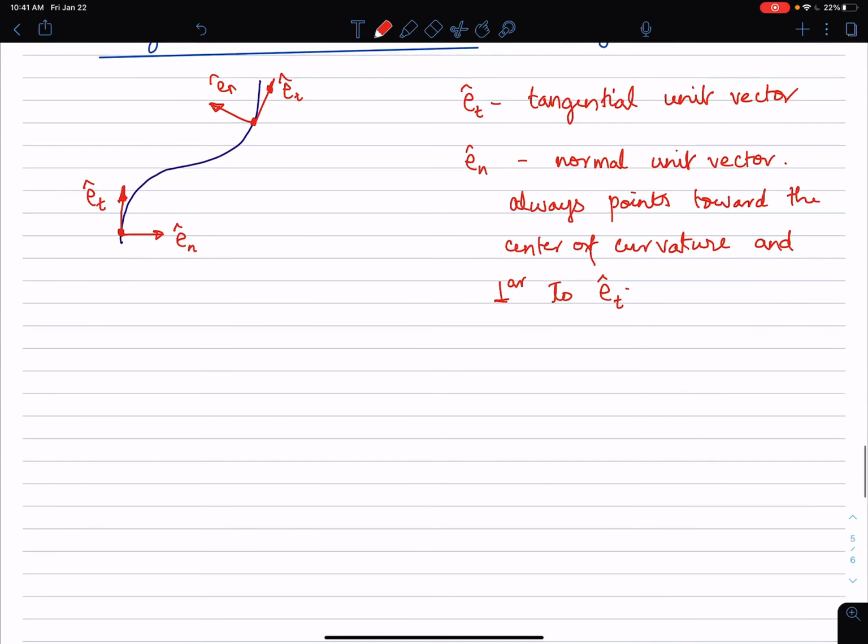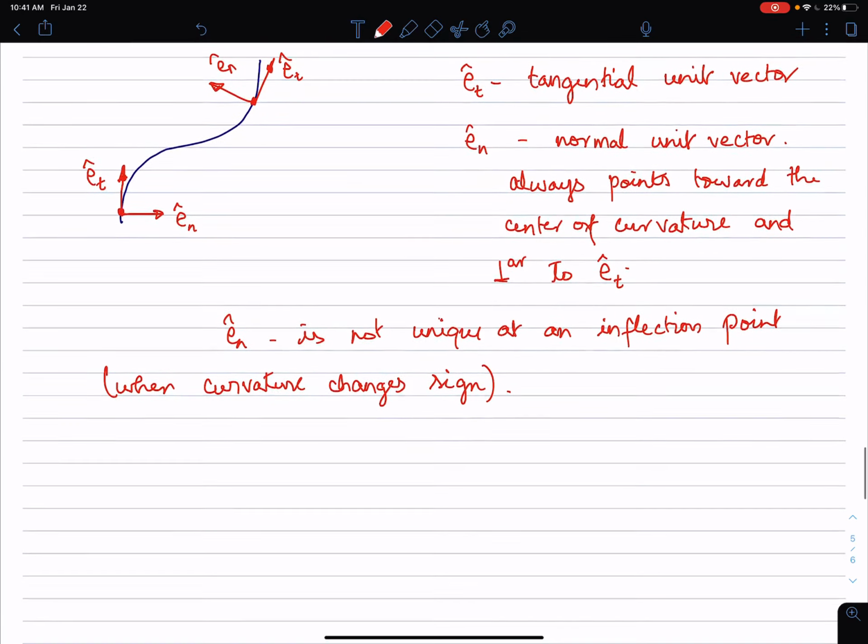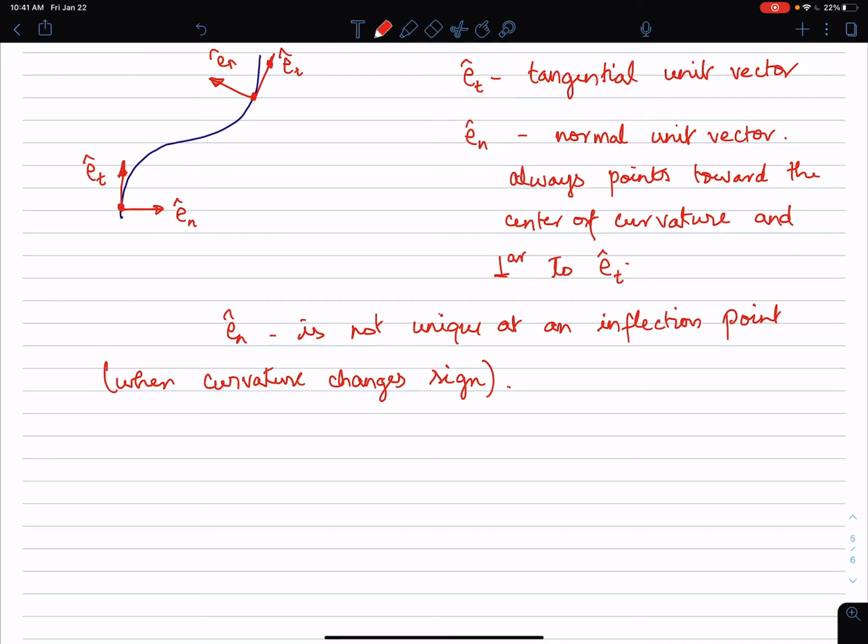Okay, so E_n is not unique at an inflection point, when curvature changes sign or direction. And like I said, you can use either one.